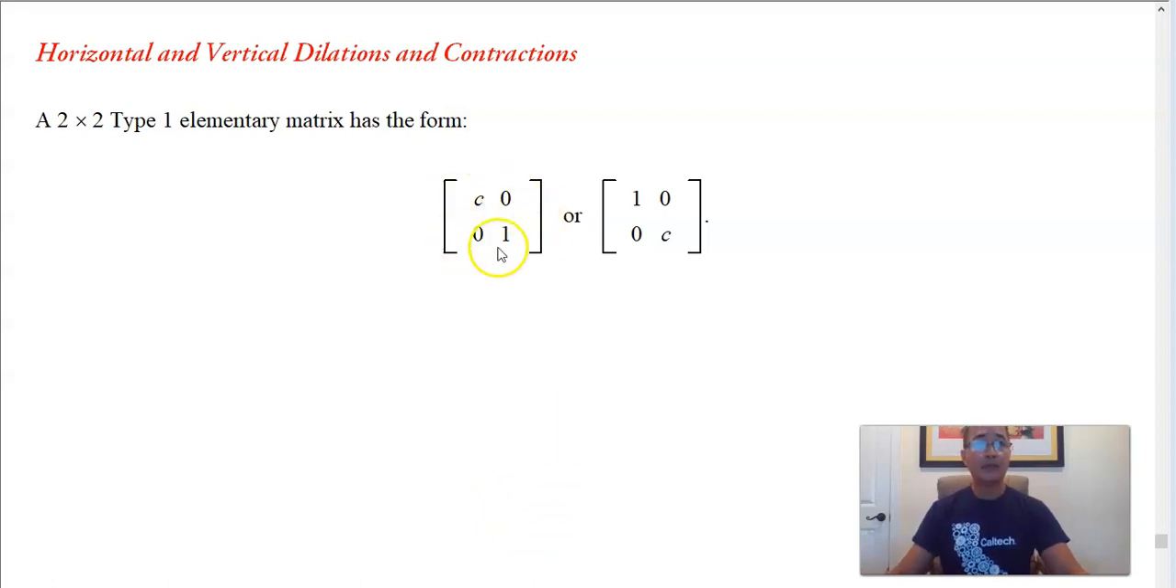Starting with the 2 by 2 identity, multiply one row by a non-zero constant, so row 1 times c, or row 2 times c. It turns out that these are what are called horizontal or vertical dilations or contractions.